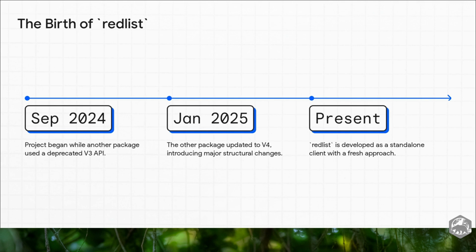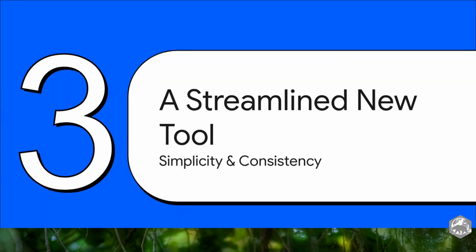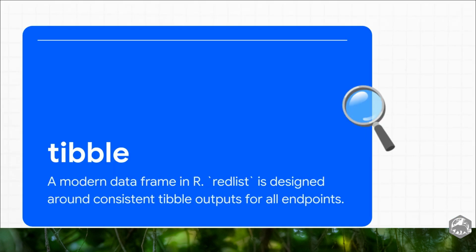The developer of redlist decided, you know what, I'm going to build a whole new tool from scratch, with a totally different philosophy guiding it. So what is this different philosophy? What makes redlist tick? It really boils down to three things: simplicity, consistency, and a laser focus on a modern, clean data structure. And that brings us to the star of the show, the tibble. Now, if you're an R user, you know what a data frame is. A tibble is, well, it's like a data frame that went to the gym and got a PhD. It's just smarter, cleaner, and way easier to work with.